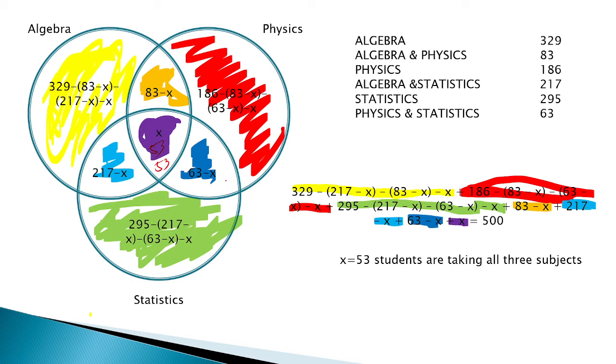Now, if papatanong na rin sa'yo, sir, ilan po yung estudyante na algebra and physics lang yung tinitake? At pwede na rin nating makuha. No? Yung algebra and physics lang yung tinitake, that's 83 minus 53. So, that is 30. No? And if itatanong din sa'yo, ilan yung algebra lang yung kinukuha, you now have the value of x, you can also get this one. Yun. So, ganun lang yung pagsasolve ng mga gantong klase ng problems using Venn diagram.